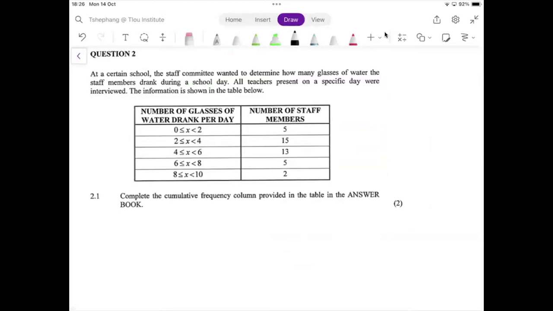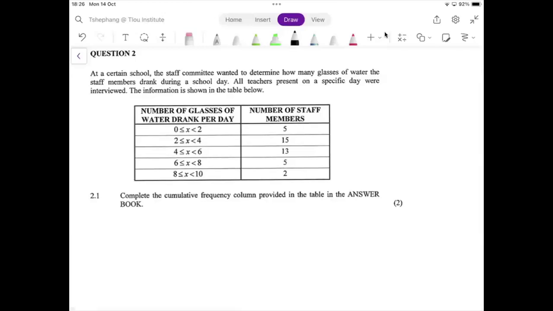Now moving on. At a certain school, the staff committee wanted to determine how many glasses of water the staff members drank during a school day. All teachers present on a specific day were interviewed. The information is shown in the table below.